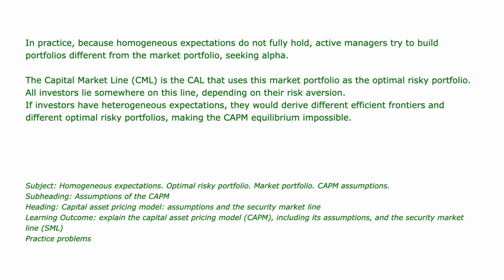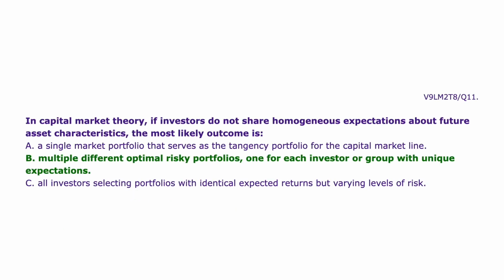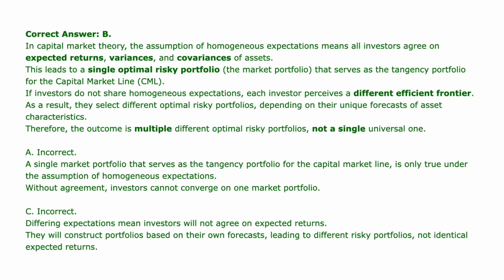Without homogeneous expectations, different investors would have different optimal risky portfolios, and CAPM equilibrium would be impossible. Homogeneous expectations equals a single optimal risky portfolio, the market portfolio. Heterogeneous expectations equals investors perceive different efficient frontiers, multiple different optimal risky portfolios, one for each unique set of expectations. Option A, a single market portfolio, as the tangency portfolio exists only under homogeneous expectations, not without agreement.